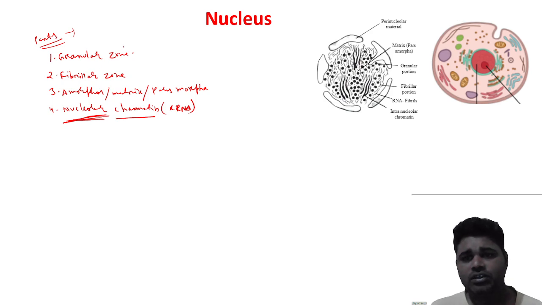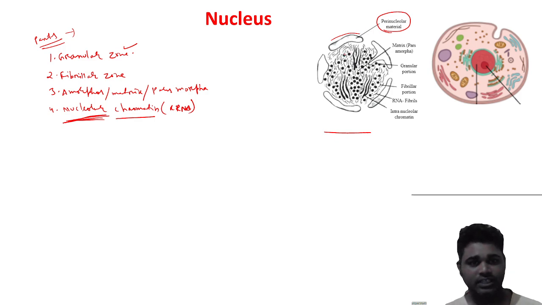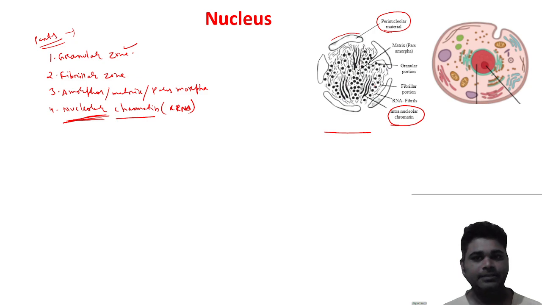So first come to the granular zone. Look at this structure. This is the structure of the nucleolus. The outer chromatin material is called the perinuclear material. That means the chromatin material that is present outside, in the periphery region, is called the perinuclear material, and all the nuclear material that is present inside is called the intranuclear chromatin. That means it is present inside, at the center of the nucleolus.